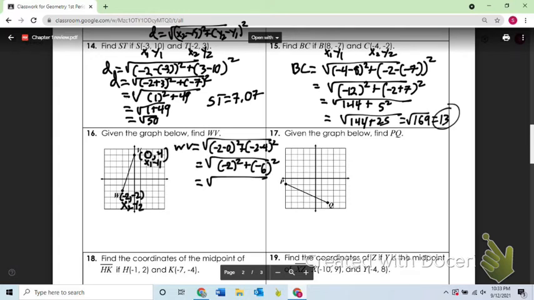So we label our points x1, y1, x sub 2, y sub 2. Plug it into the distance formula. Get the square root of 40, which we simplify, or we apply the radical. It's 6.32.